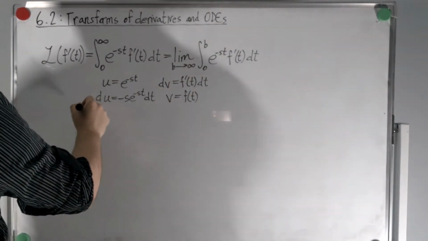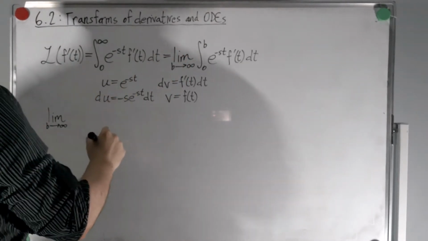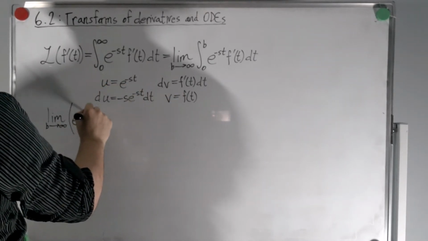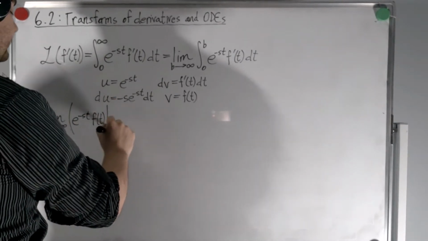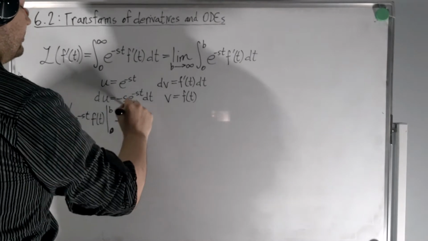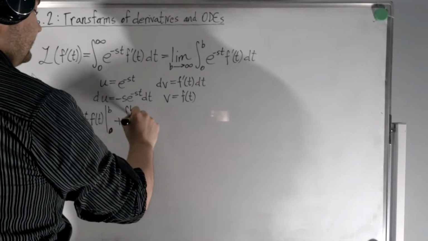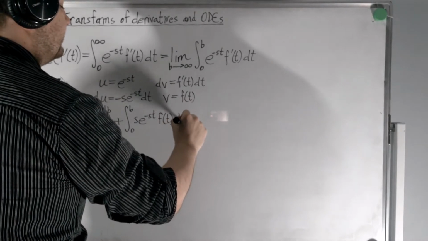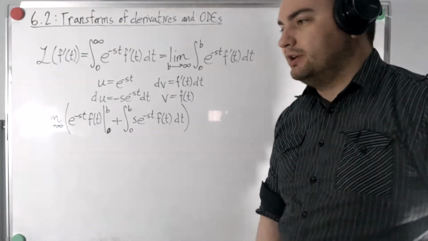So this becomes the limit as b approaches infinity of uv, so e to the negative st times f of t, evaluated from 0 to b, minus the integral from 0 to b of v du, so that's going to be plus s e to the negative st times f of t dt. All right.